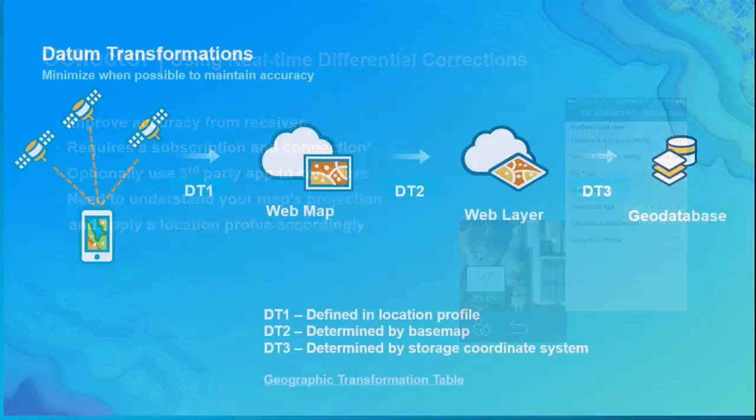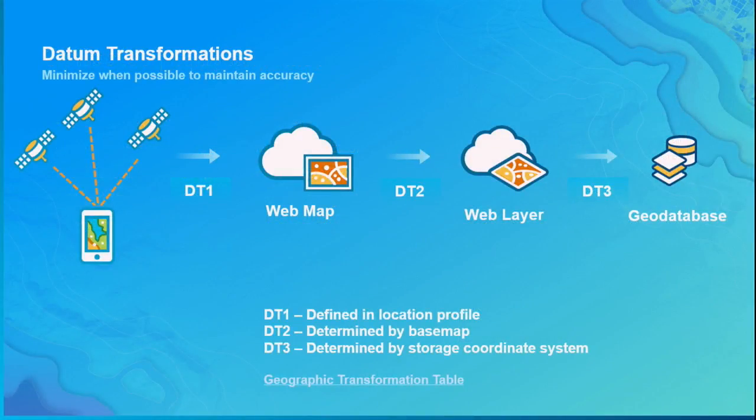So, datum transformations. In a workflow, say from field to office, there are many places where datum transformations can be introduced into your data depending on how you set it up. I'll go through some of these, but DT1, datum transformation 1, is the one we're going to be concerned with here. The other ones are datum transformation 2.